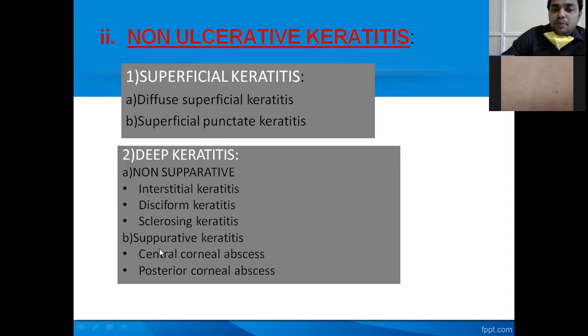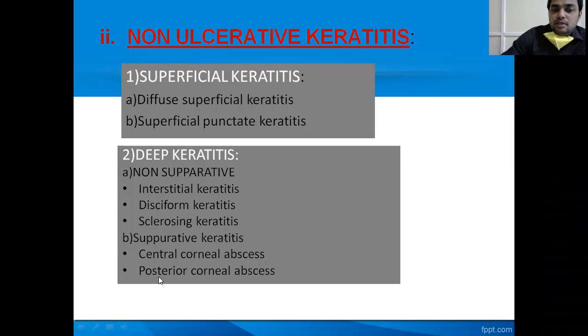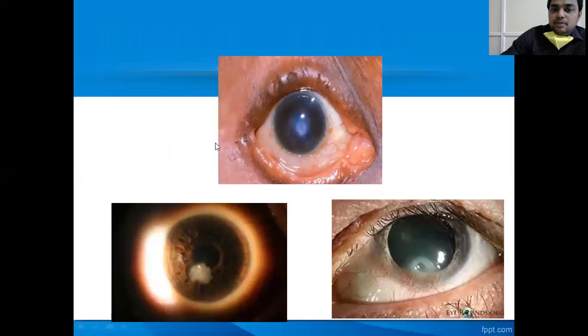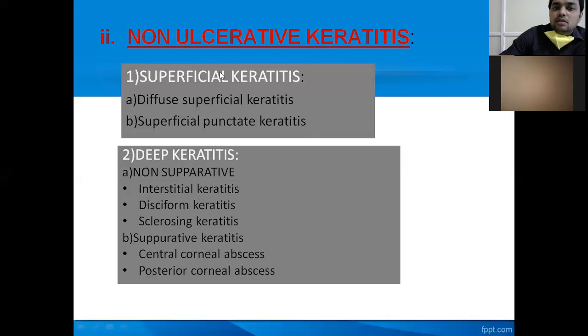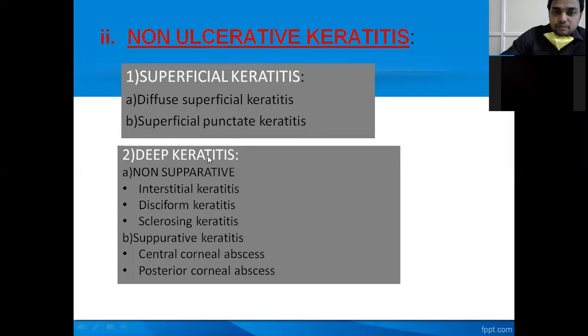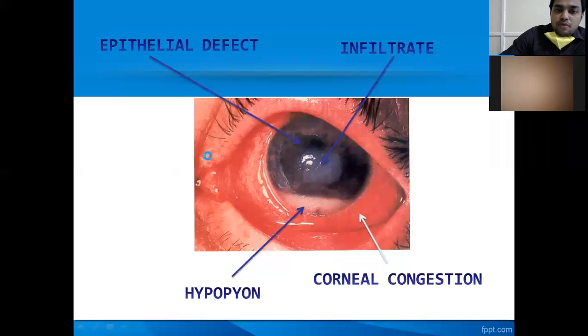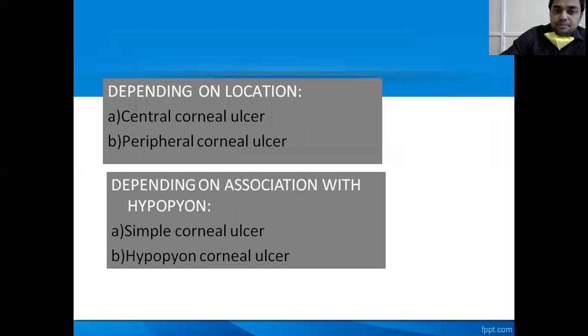And the second one is suppurative keratitis, where we see central corneal abscess and posterior corneal abscess. In these types, we don't see any ulceration, whereas in the other types we see ulceration, that is, necrosis is present. So non-ulcerative keratitis is divided into two types: superficial keratitis and deep keratitis. So this is the morphological classification of the corneal ulcer.